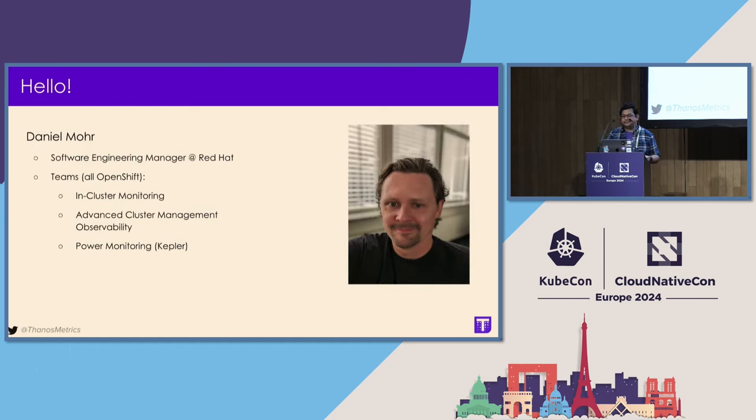But before that, if you're observant, you might have noticed that there's only one speaker on the stage instead of two. Sadly, my co-speaker, Daniel Mohr, who is a manager for several observability teams at Red Hat, had to fly back since his child fell ill. But shout out to him for his help on the talk. And in any case, you'll be hearing me yap for like half an hour.